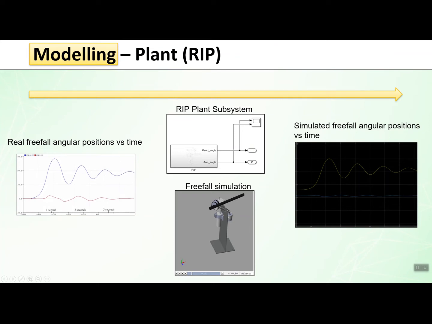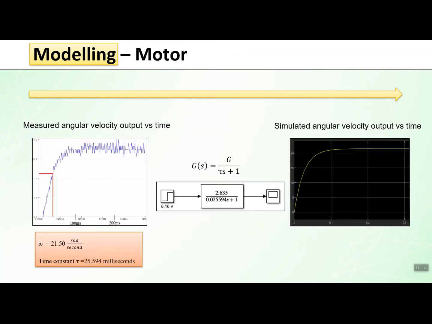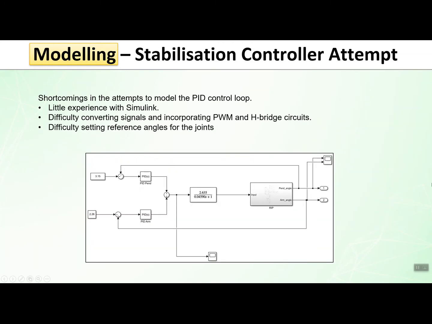Many different methods were attempted for modelling the motor, but in the end, by assuming it to have a first order response, the transfer function was determined by measuring the angular velocity output and the time constant. Attempts were made to emulate the stabilisation controller in Simulink using the motor and plant models, but due to inexperience with the software I could not get a similar response.